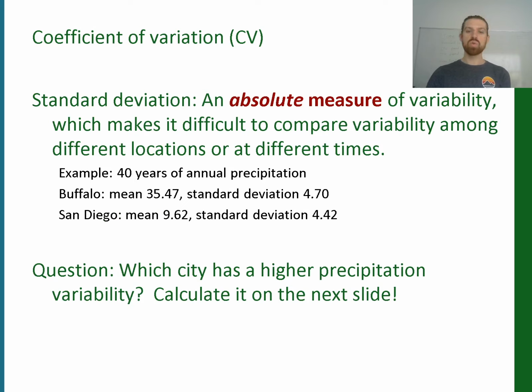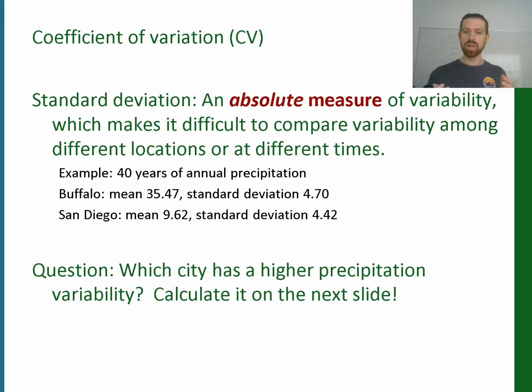We can also use the coefficient of variation. The standard deviation is an absolute measure of variability, so it's going to provide us with an understanding in the original units. But it means that it's kind of hard to compare different locations at different times, maybe even those metrics which are measured in different units.